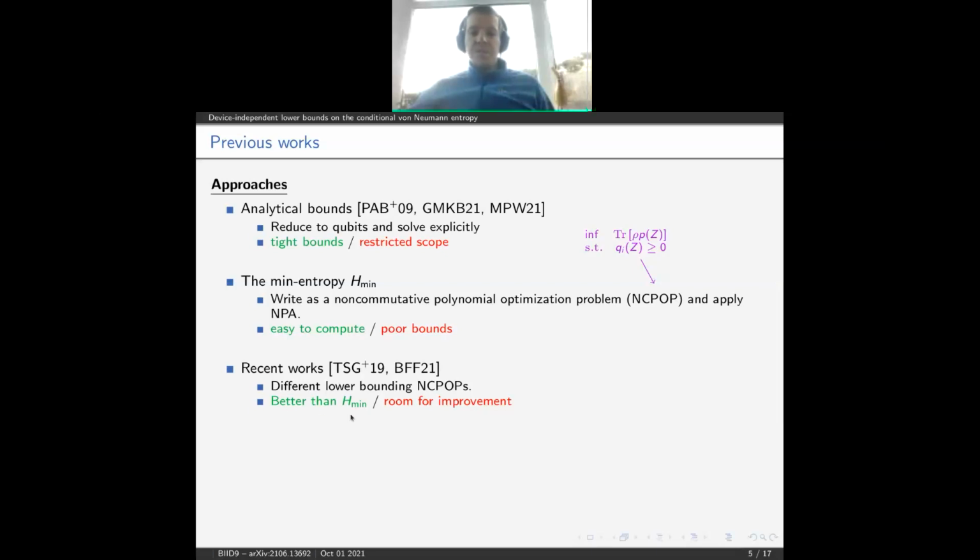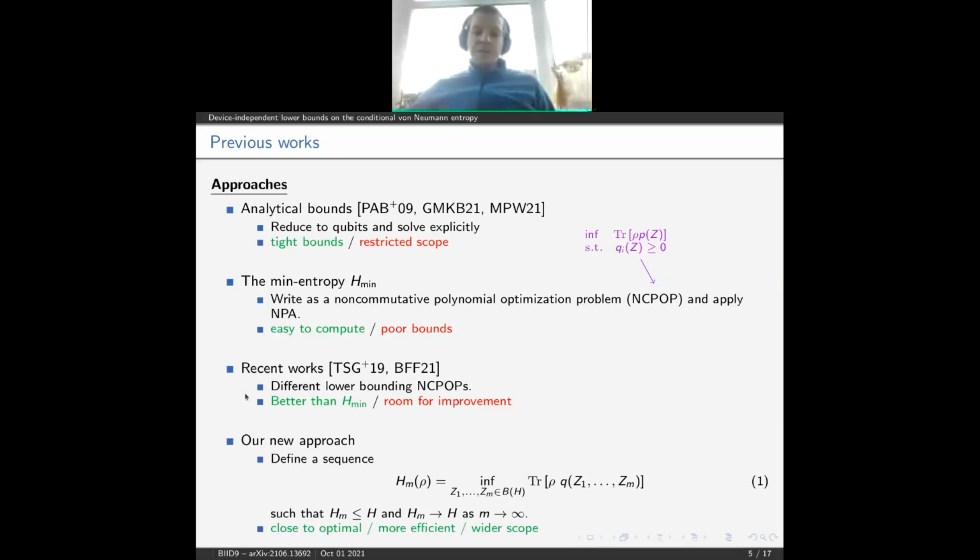And these works ended up with rates that were in general a lot better than the Min entropy, but there was still certainly some room for improvement. In particular, it was not clear that either of them could produce tight bounds, and it seemed that neither of these approaches was better than the other, indicating that there was some sort of better approach.